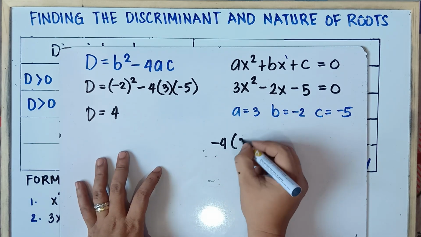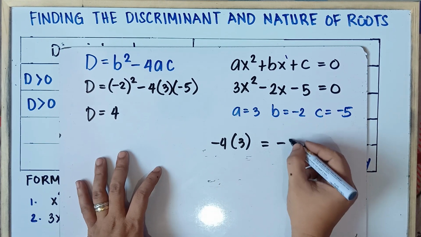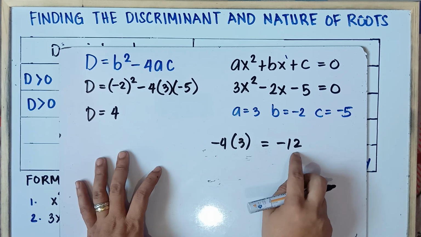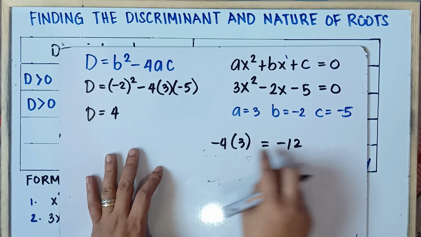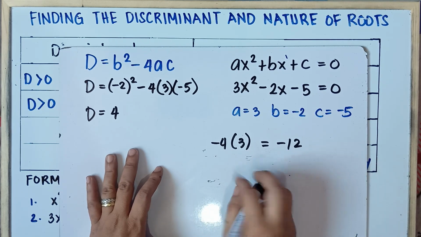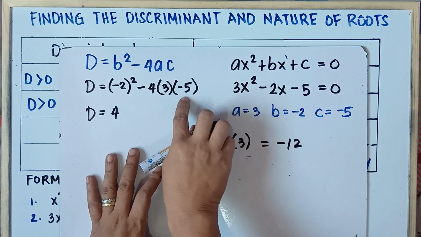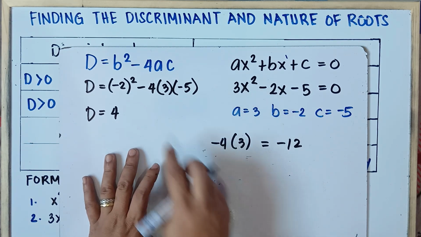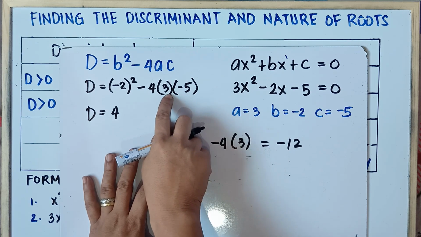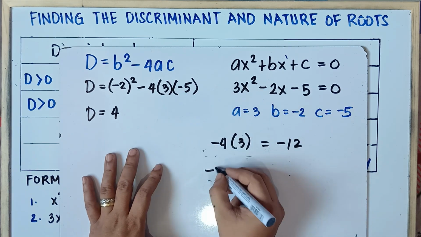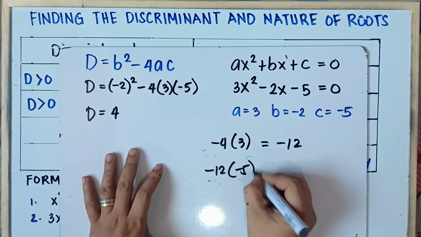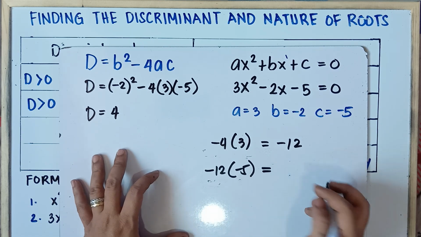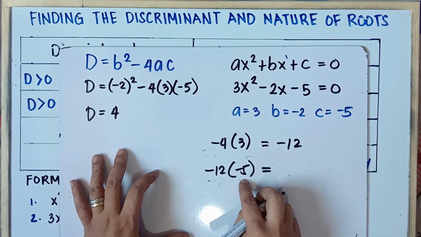Negative 4 times 3. Of course, that would be negative 12. Unlike signs, negative, then 4 times 3, that's 12. So negative times positive is negative. 4 times 3 is 12. And then negative 12 times negative 5. Sorry, we still have negative 5. So negative 4 times 3, negative 12 times negative 5. So that would be negative 12 times negative 5. So both negative, negative times negative is positive. 12 times 5, that is 60.